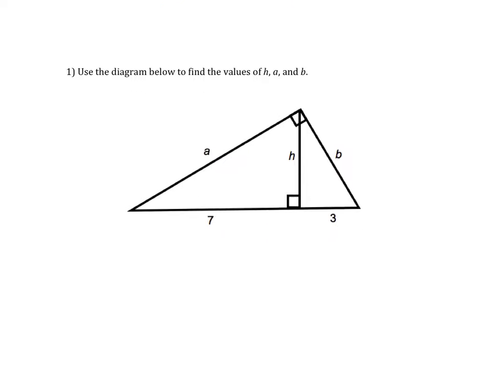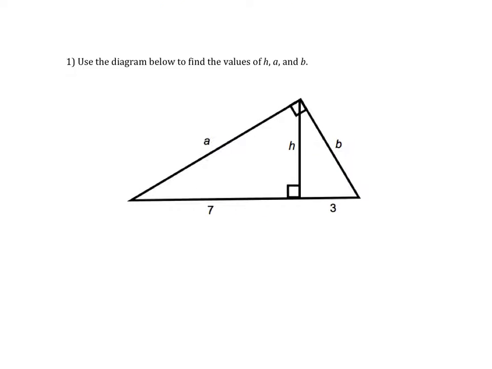So it says use the diagram below to find the values of h, a, and b. Now for me, and this is totally your call, it really allows me to keep things straight if I just put in example angles. I know these actually aren't the angles, but they're example angles to help me keep things straight. So I'm going to say that this angle here is 40 degrees, just to help me keep my sides straight, which means this angle right here must be 50, this must be 40, and then this must be 50.